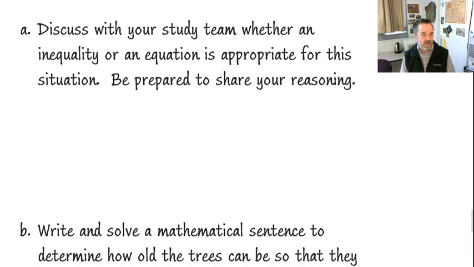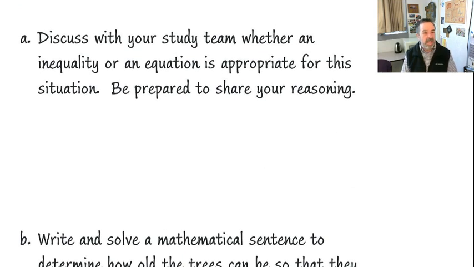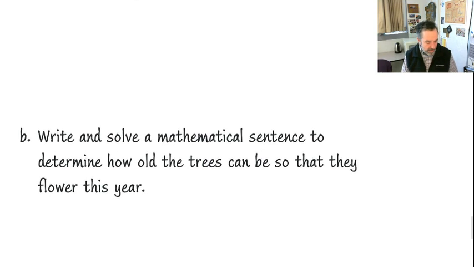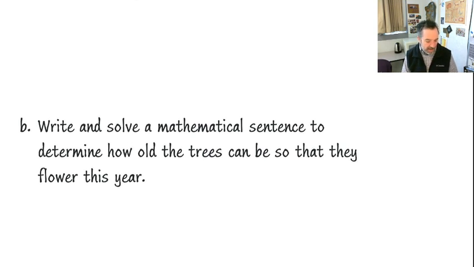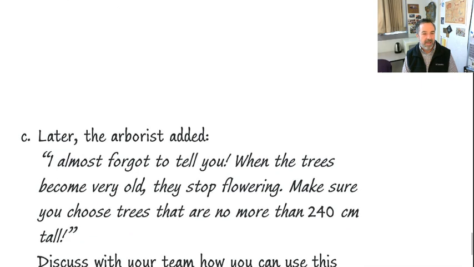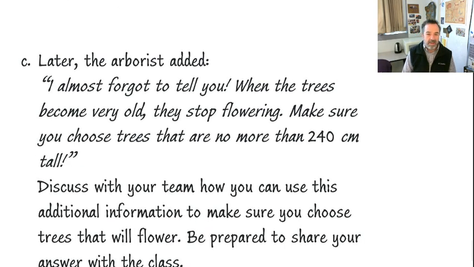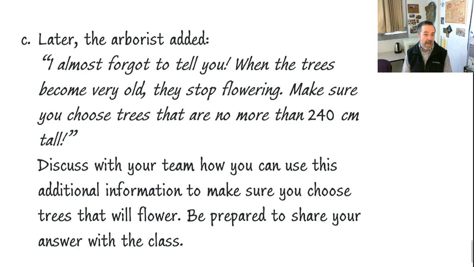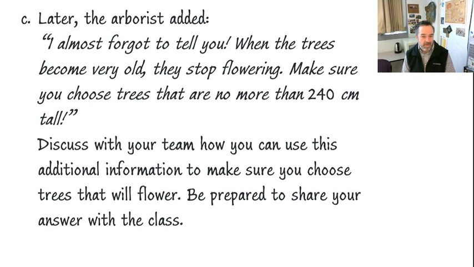There's some discussion questions here. Discuss with your team whether an inequality or an equation is appropriate. Share your reasoning. Write and solve a mathematical sentence to determine how old the trees can be so that they flower this year. And then C, later the arborist added, "I almost forgot to tell you, when trees become very old, they stop flowering. Make sure you choose trees that are no more than 240 centimeters tall." Discuss with your team how you can use this additional information to make sure you choose trees that will flower.